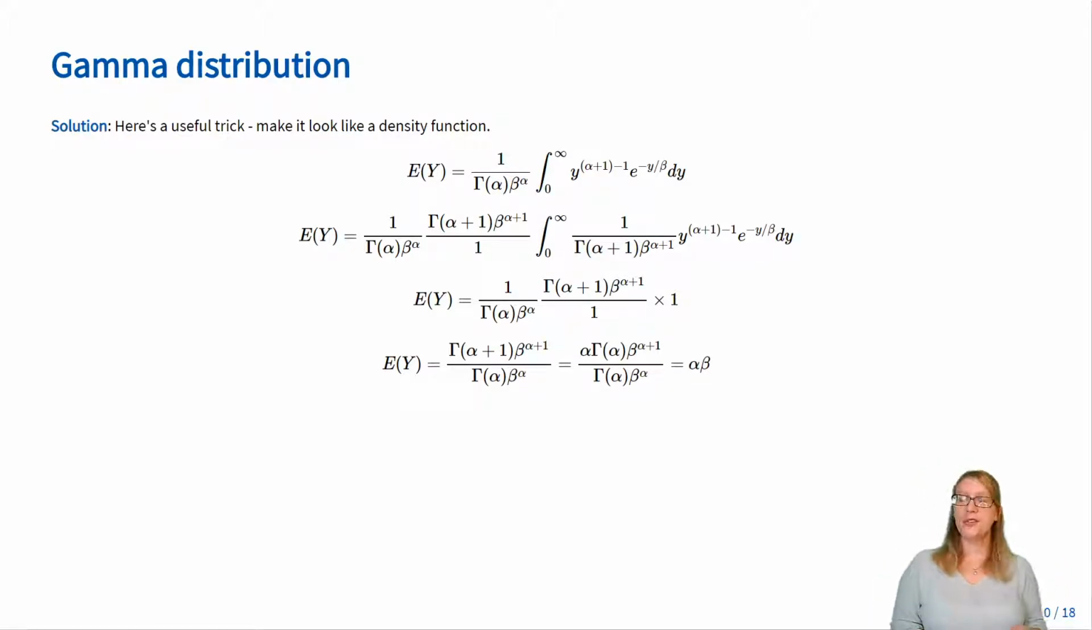Simplifying those beta terms is a little bit easier at first because we've got beta raised to the alpha plus 1 divided by beta raised to the alpha, so just a single beta is left. In order to simplify those gamma functions, we'll take advantage of the recursive relationship between gamma functions. Specifically, we learned previously that the gamma function evaluated at alpha plus 1 is the same as alpha times the gamma function evaluated at alpha. So now our gamma functions cancel, our extra betas cancel, and we get alpha beta for the expected value.